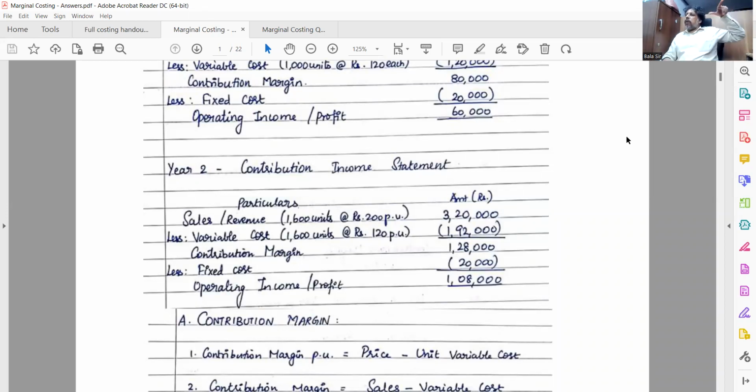You have to earn 1,08,000 profit after charging 20,000 fixed cost. That means you should earn 1,28,000 contribution. Yes or no? Yes, sir. Adding your fixed cost and profit.